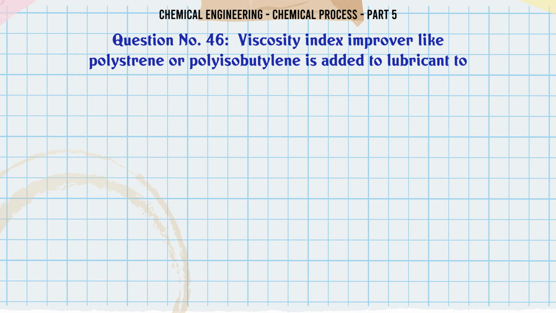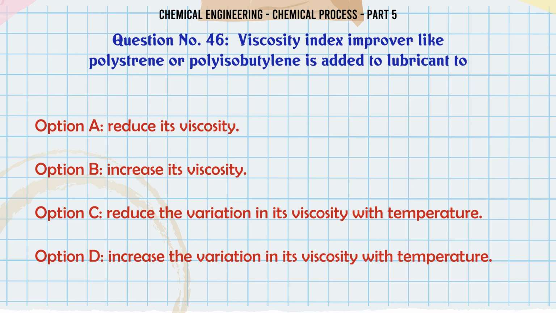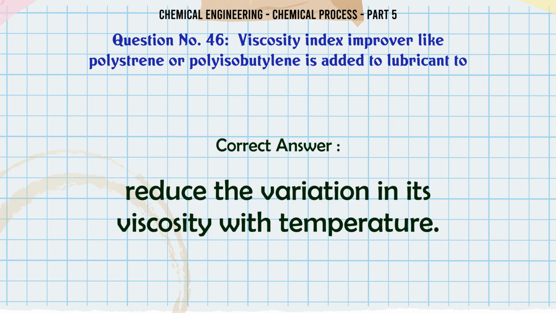Viscosity index improver like polystyrene or polyisobutylene is added to lubricant to A. reduce its viscosity, B. increase its viscosity, C. reduce the variation in its viscosity with temperature, D. increase the variation in its viscosity with temperature. The correct answer is reduce the variation in its viscosity with temperature.